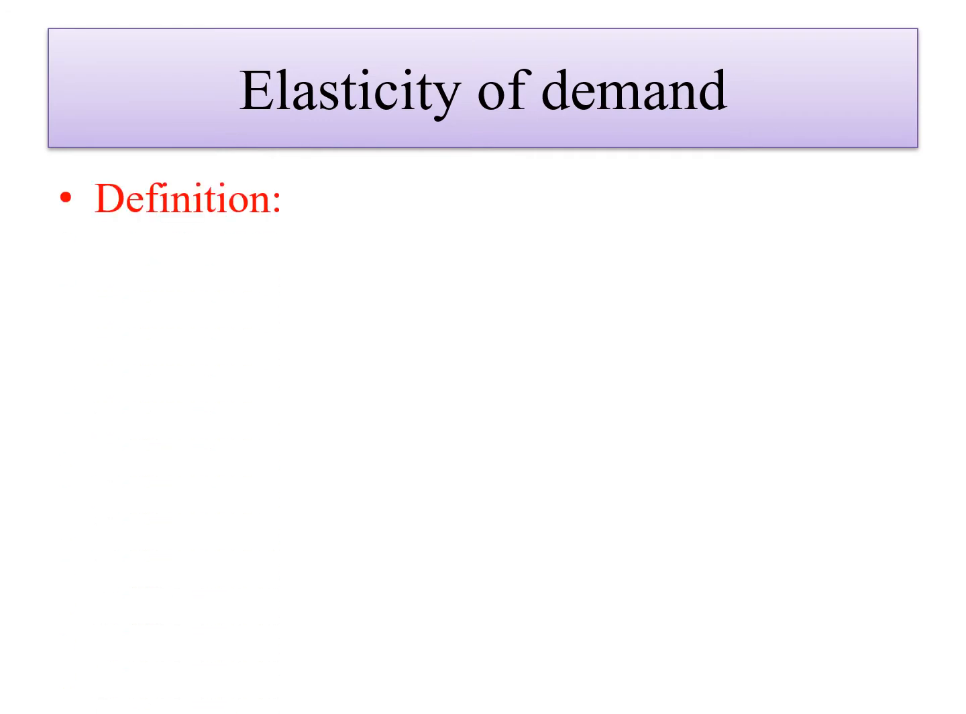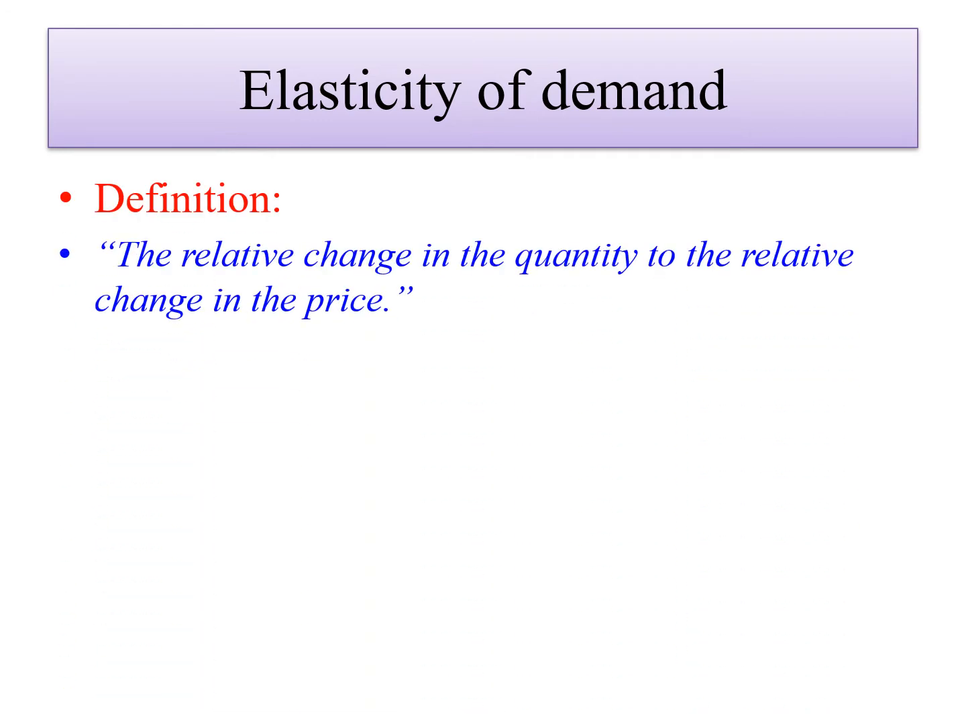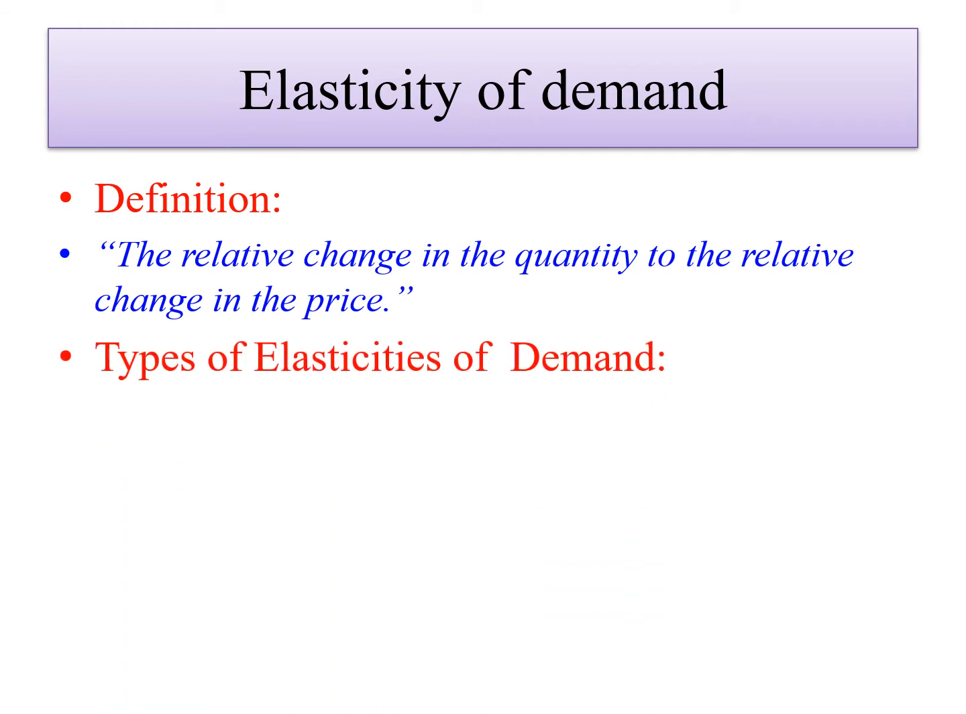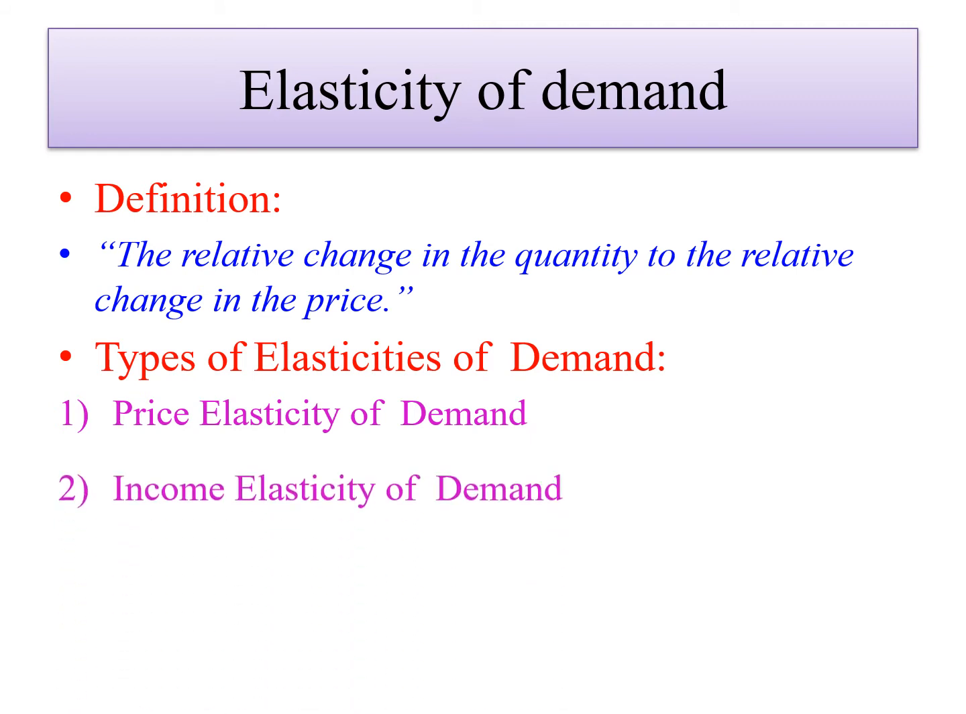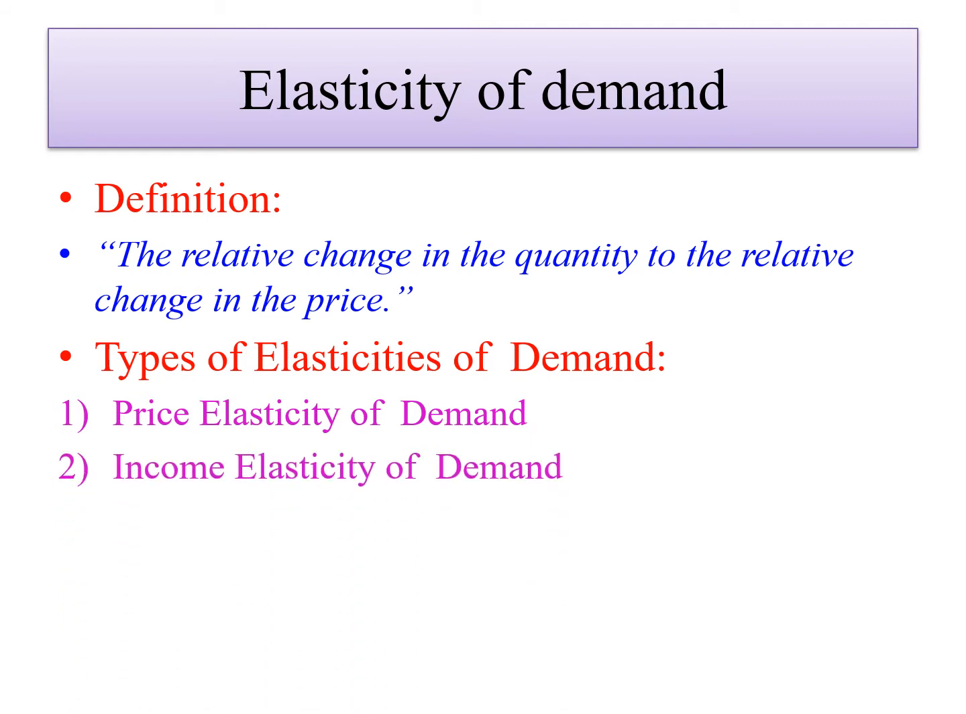First is definition. The definition of elasticity of demand is the relative change in the quantity to the relative change in the price. Then types of elasticities of demand. There are three types of elasticities of demand. First one is price elasticity of demand. Second is income elasticity of demand. And third one is cross elasticity of demand.